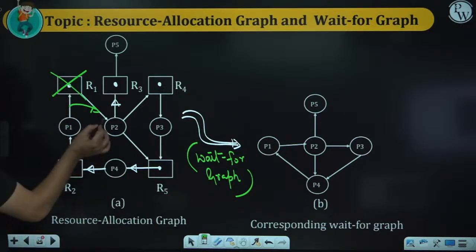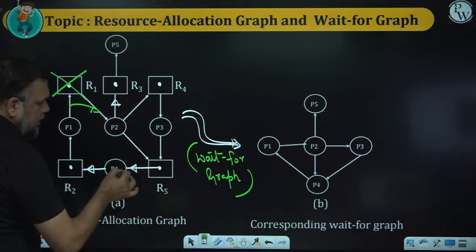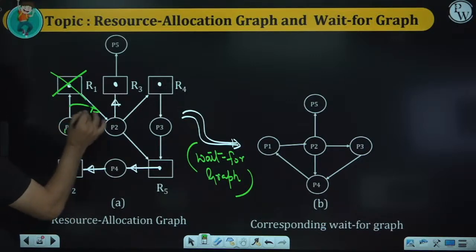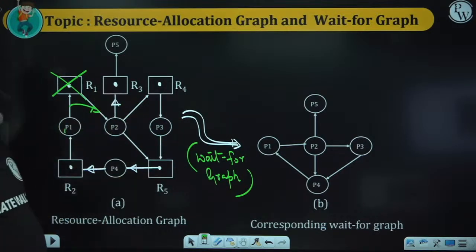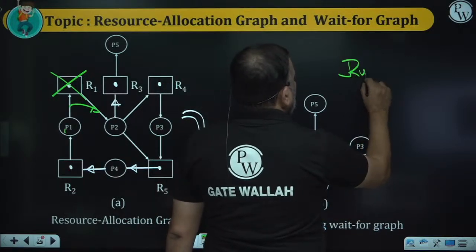उसी तरह P2 is waiting on P5. P2 is waiting on P3. P2 is waiting on P4. P3 is waiting on P4. P4 is waiting on P1. Right? इस तरीके से आप wait for graph बनाओगे. And in this wait for graph we are going to run cycle detection algorithm.